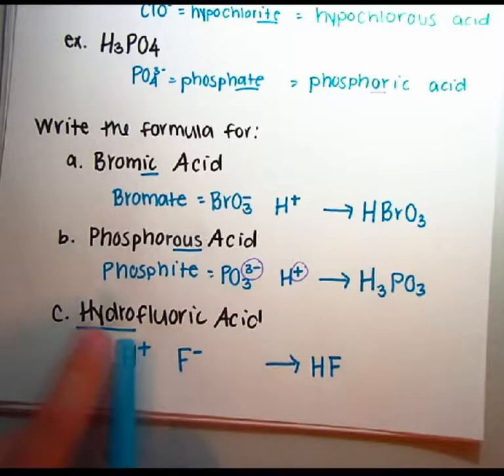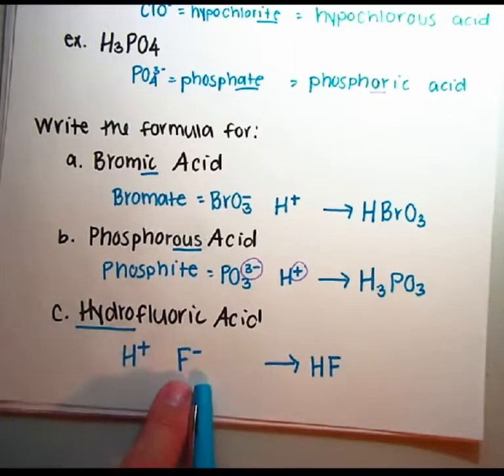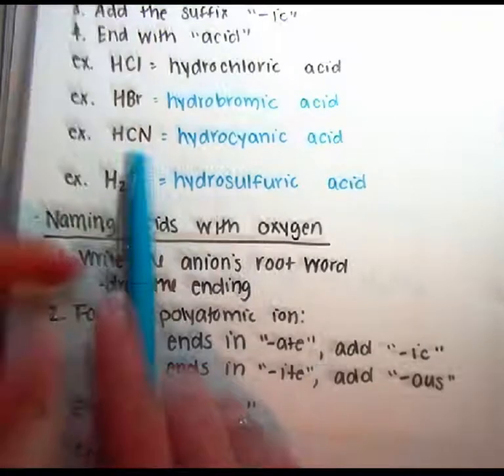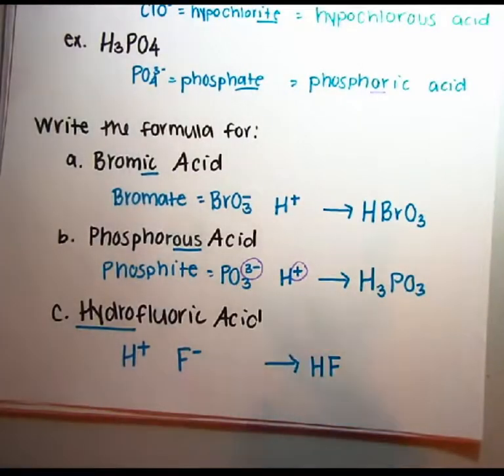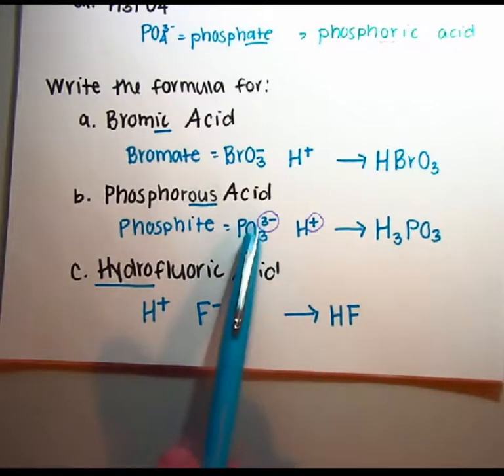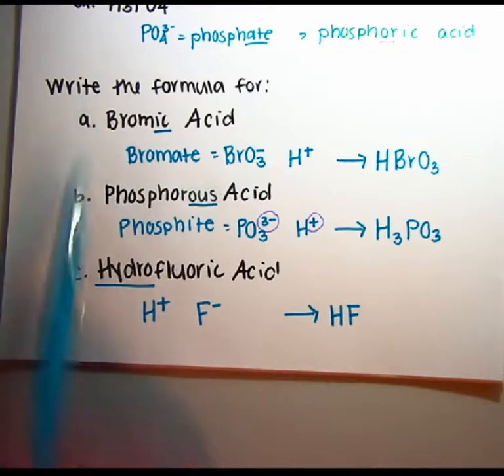Typically, if it starts with hydro, it's just going to be an anion from the periodic table. Almost all of the polyatomic ions have oxygen in them. Not always. We saw that with cyanide. Cyanide is a polyatomic ion that doesn't have oxygen in it. But generally, if it starts with hydro, your anion is going to be an element on the periodic table. Most of your polyatomic ions have oxygen in them, so they will not start with hydro.